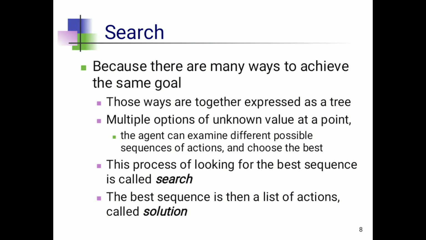Multiple options of unknown value at a point. The agent can examine different possible sequences of actions and choose the best. The agent will examine each and every possible path that can be taken, and then finally the agent will select the best one. This process of looking for the best sequence is called the search technique. The best sequence is then a list of actions called the solution. So when we apply the searching technique, the best sequence selected, this list of actions, is nothing but the solution.